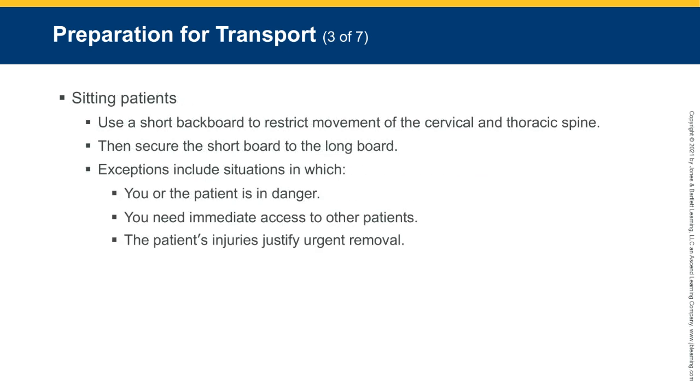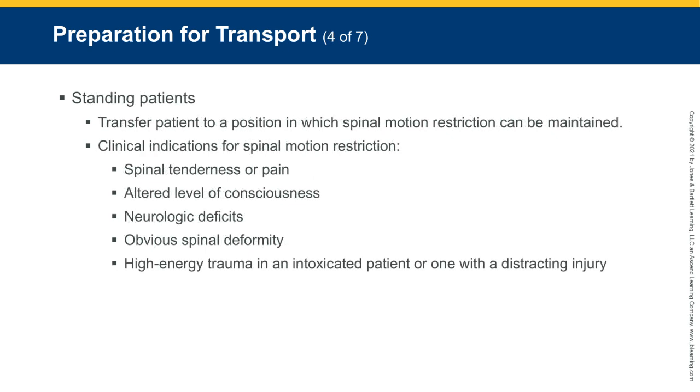For sitting patients, use a short backboard to stabilize the cervical and thoracic spine before transferring them to a long backboard. However, there are exceptions where immediate removal is necessary, such as when the patient is in danger or has critical injuries requiring rapid transport. Standing patients should be carefully transitioned into a position that allows for spinal motion restriction.